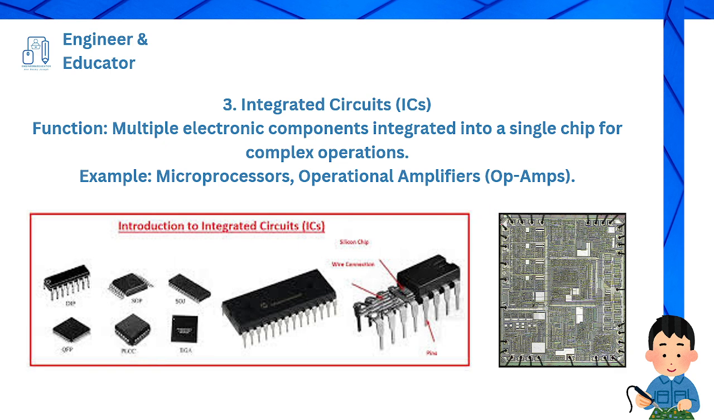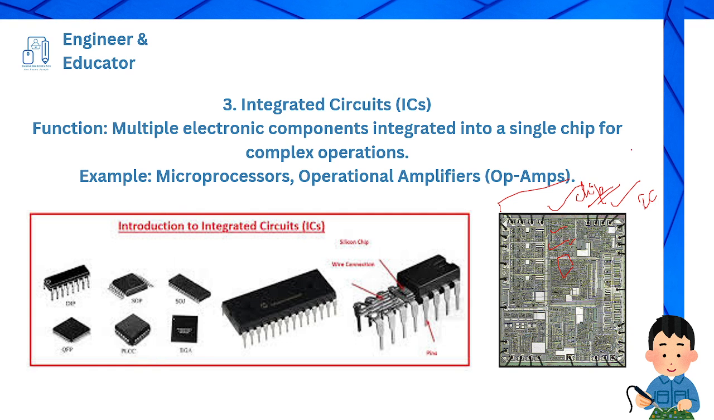Here I have given a picture of the internal structure of an IC. You can see multiple electronic components here, and these components are integrated onto a single chip. Integration means to sum up. Like that, all the electrical components are summed up on a single small chip, and that is called an IC. Multiple electronic components integrated into a single chip for complex operations.